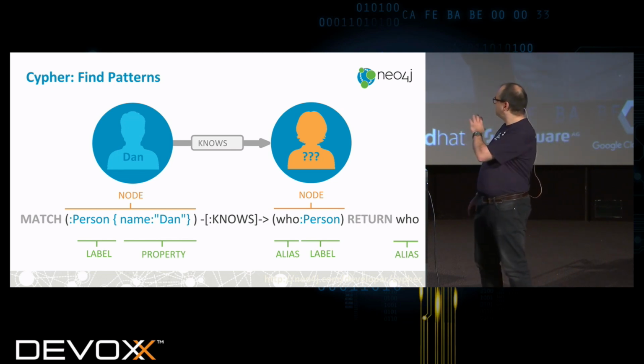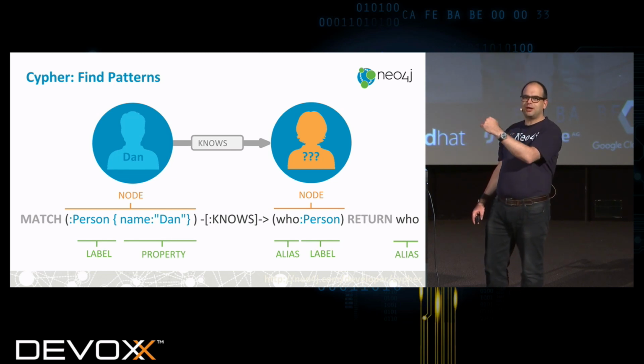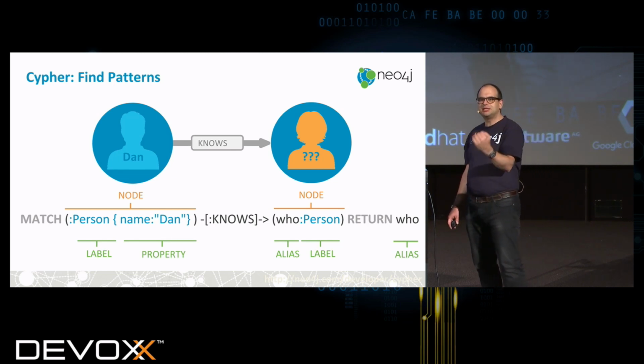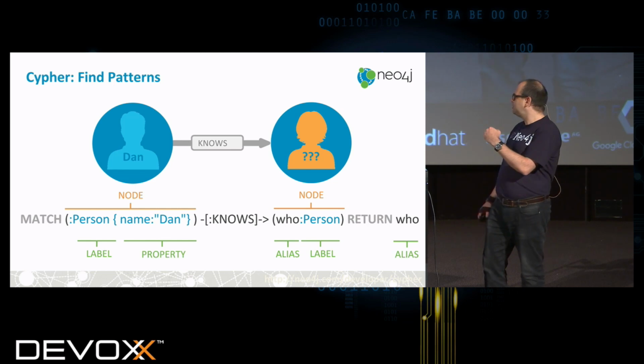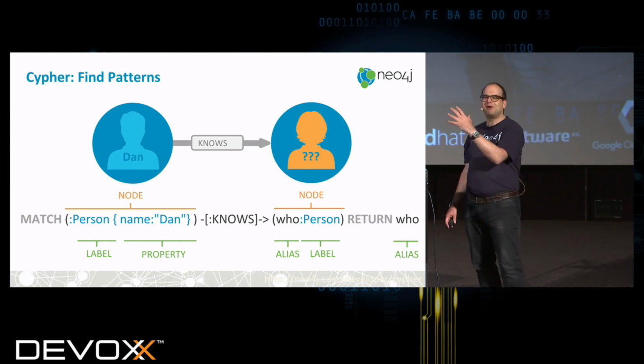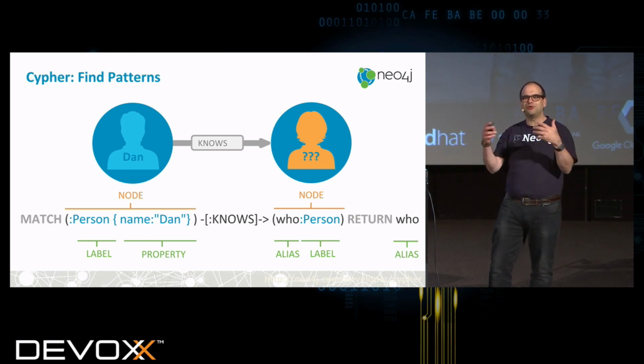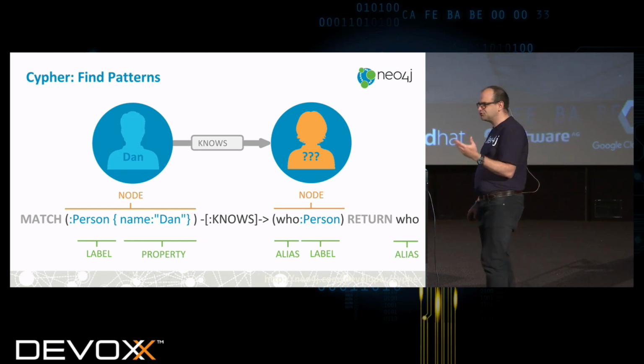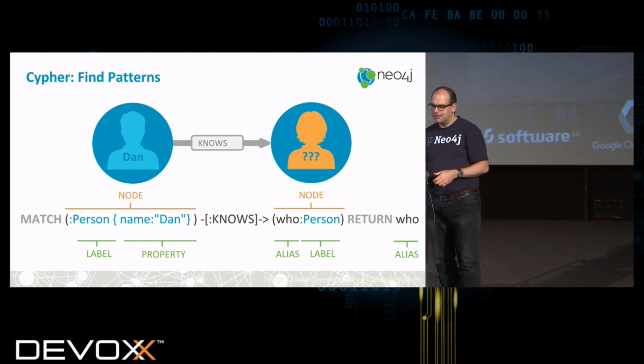So the RETURN, if you take the bridge to SQL, what in SQL would be the SELECT is the RETURN in Cypher. The MATCH is somehow the FROM part. So how is the world connected? How is it connected? The joins, basically. Okay.